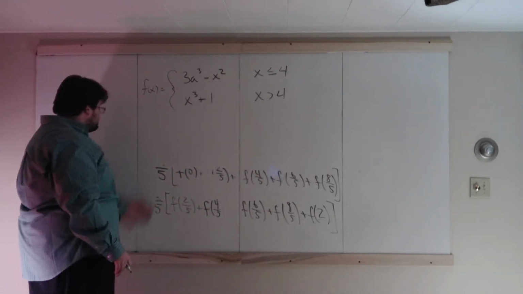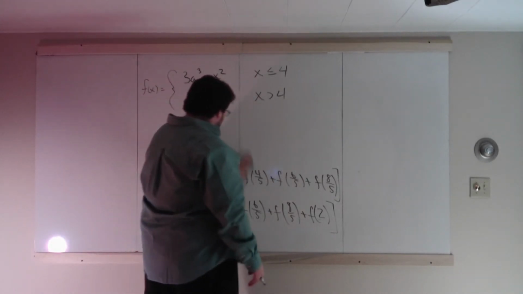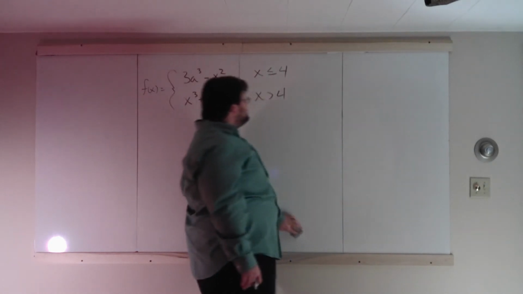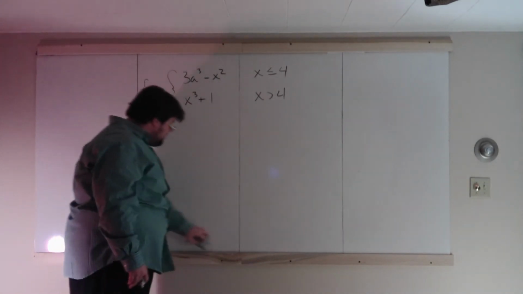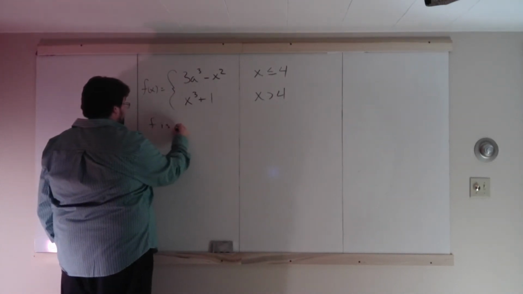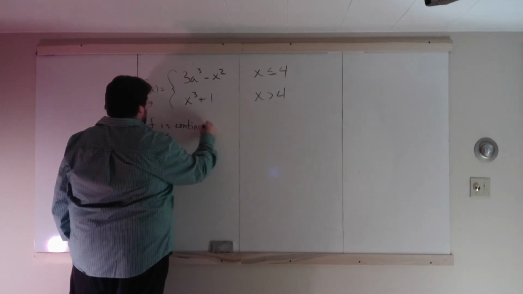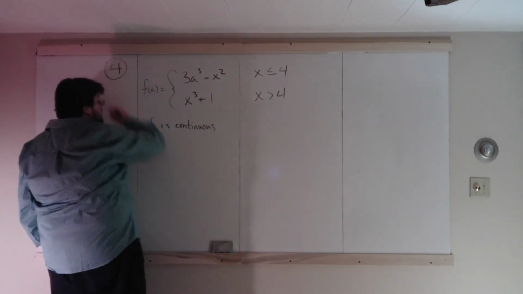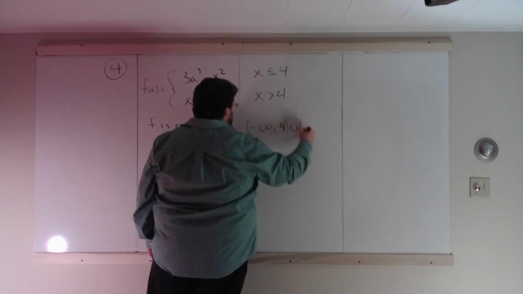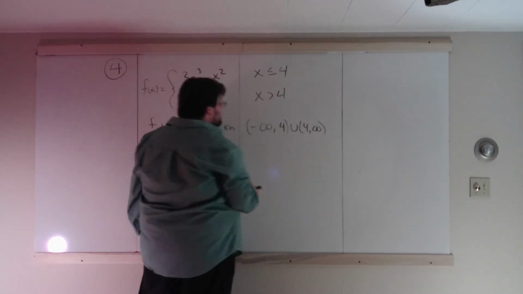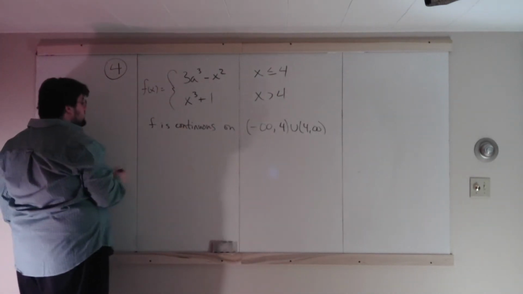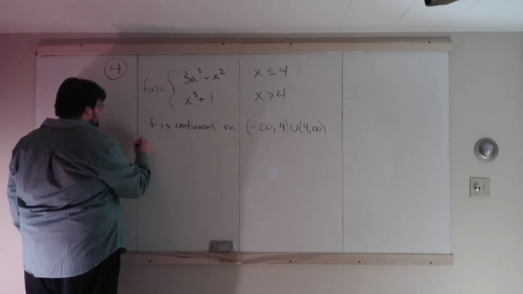So we want to force this function to be continuous everywhere. Well, the first observation is it's just a couple of polynomials, so it's continuous on both of those pieces, the open intervals. So f is continuous on negative infinity to 4 and 4 to infinity. So all we have to do here is force it to be continuous at 4. And we'll do that by checking limits on both sides of 4.